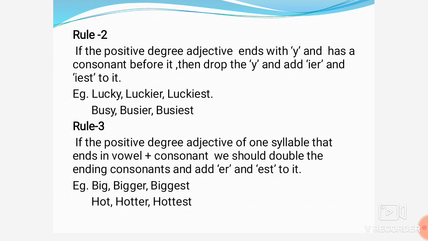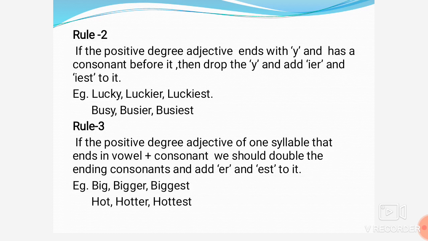So when you change it to comparative degree, we take away the Y and add IER. And to superlative degree, we take away the Y and add IEST. So it becomes lucky, luckier, luckiest. Busy, busier, busiest. Is the rule number 2 clear to you, children?